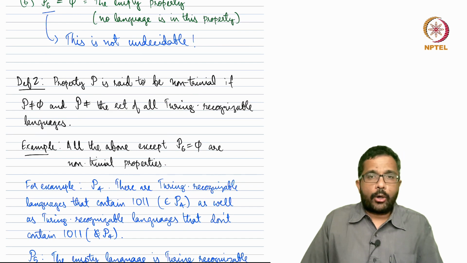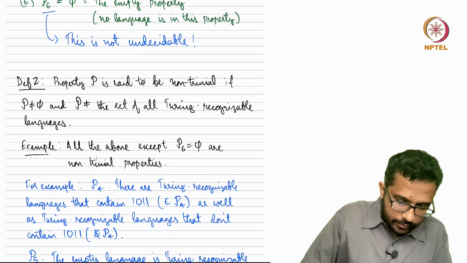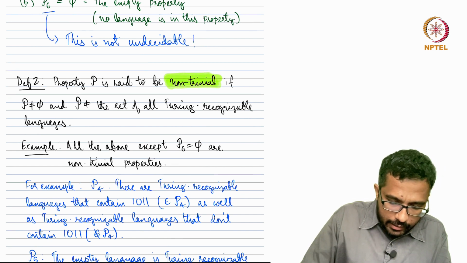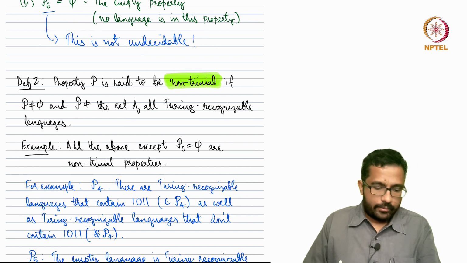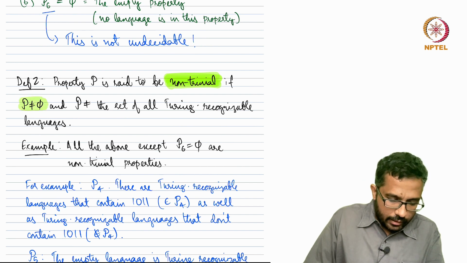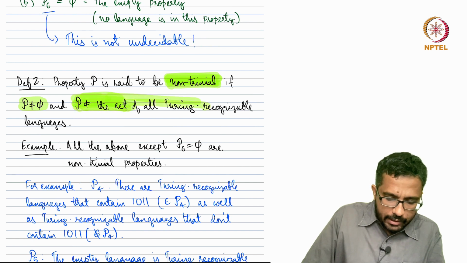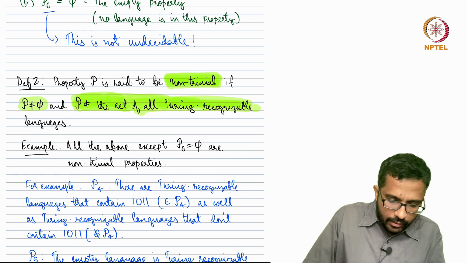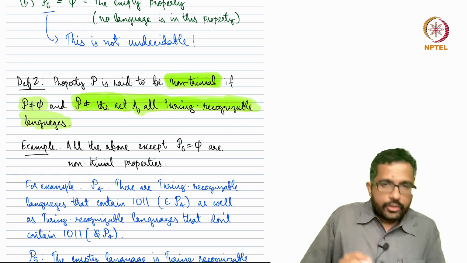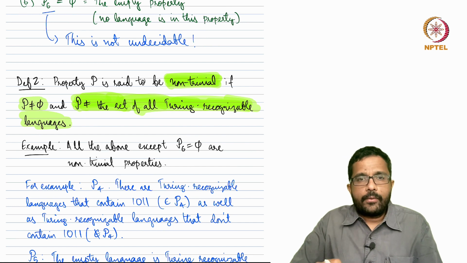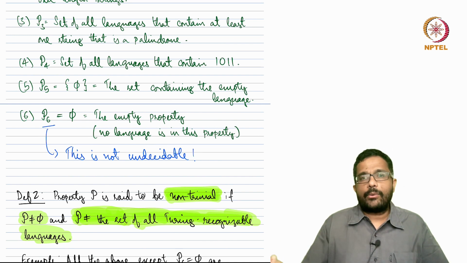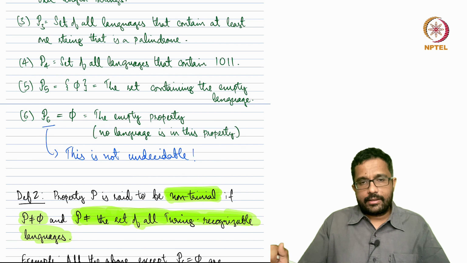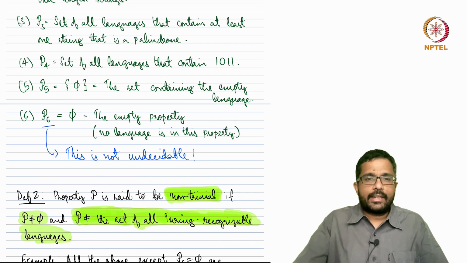So we say that a property is non-trivial if, one, there is at least one language that satisfies that property, meaning that property is not empty, and two, the property is not all the Turing recognizable languages. So there are two extremes. One is that the property is empty. P6 was the empty property, so that's a kind of trivial case. No language satisfies this, so we can say no Turing machine also satisfies this. It's a trivial thing, so we don't even need to spend effort to check.